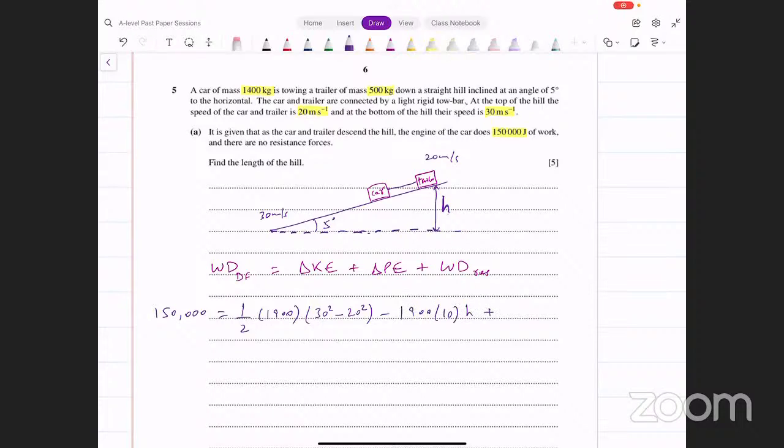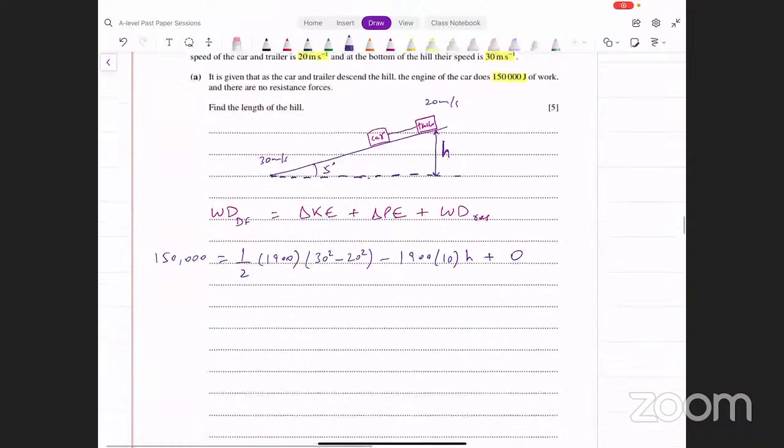What about the work done against resistance? It says there are no resistance forces. That's a 0. We can solve this equation and find the value of h from this. यहाँ से आपके पास height आ जाए, ठीक है. Let's try and solve this.